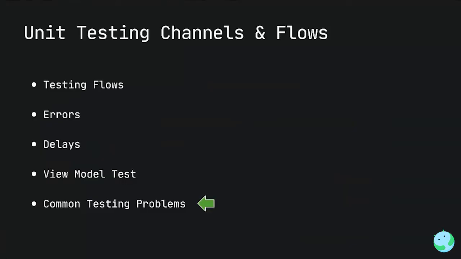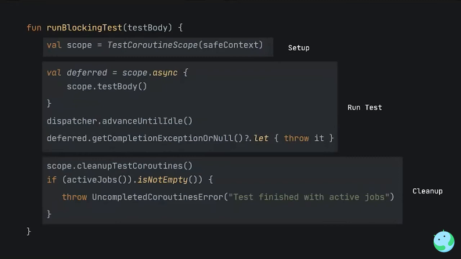So lastly, I want to talk about some common testing problems that you may encounter, and one of them is this issue here. You may encounter this common issue where you launch a coroutine in your test or whatever you're testing, and the job is still active. It cannot be cleaned up.